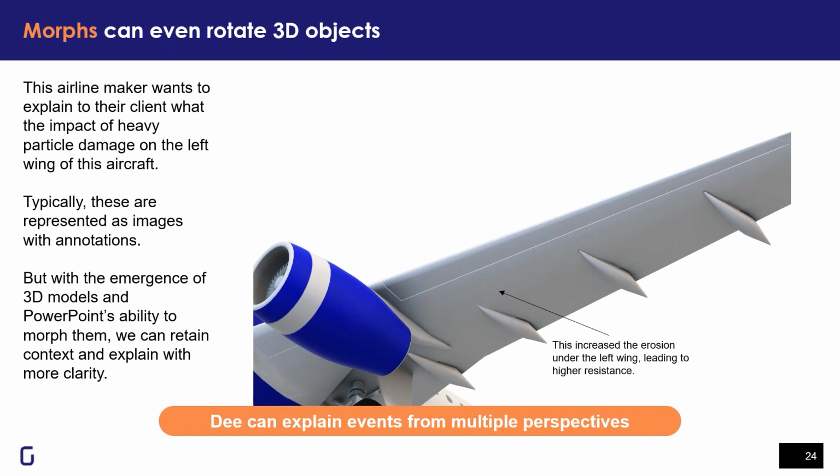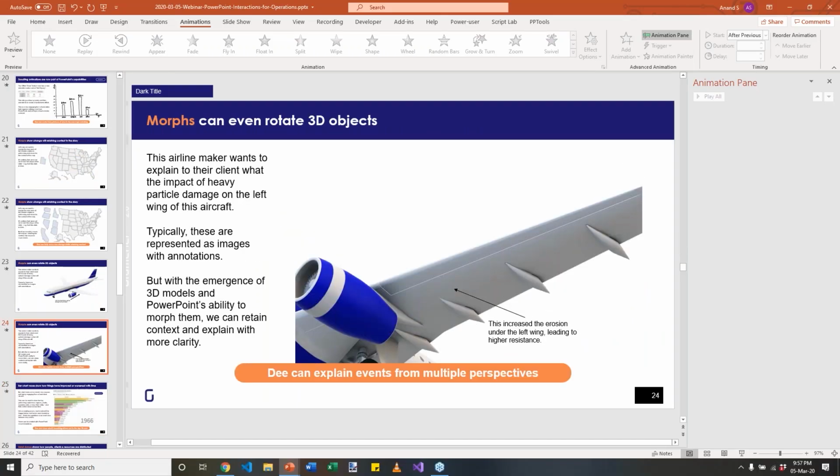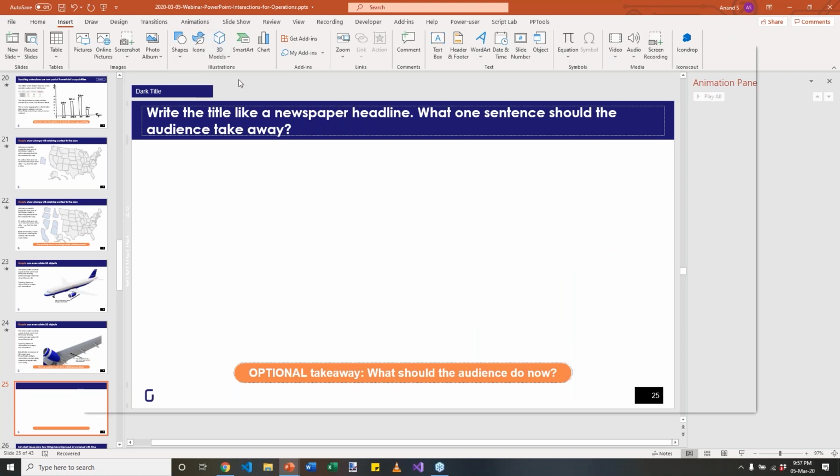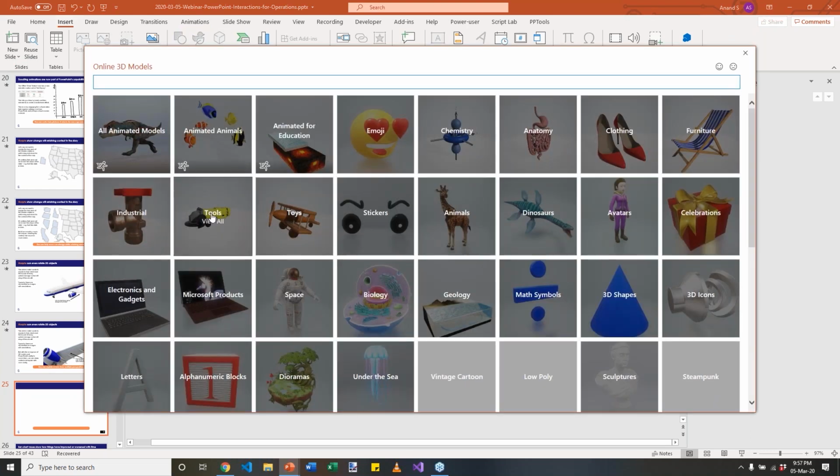3D models are fairly easy to get if you're looking for standard models. If you go to Insert and 3D Models, you can download them from online sources. But that apart, there are several tools and several people that have the business of creating 3D models.